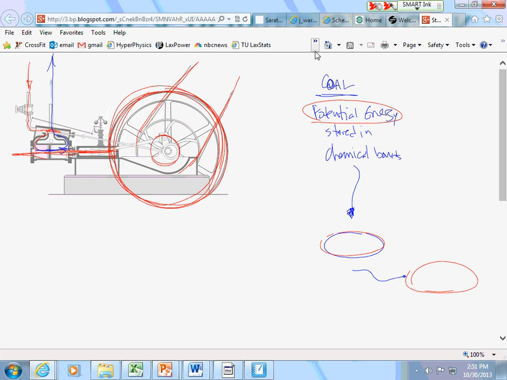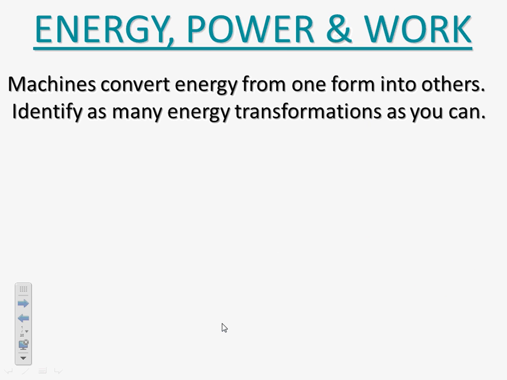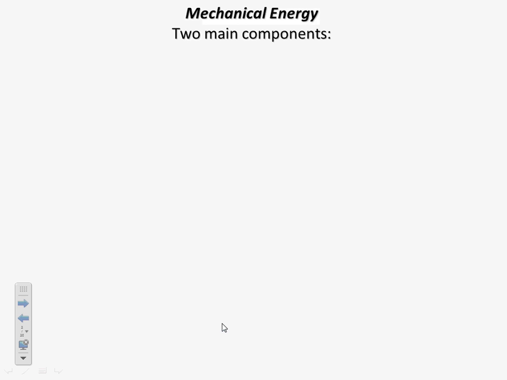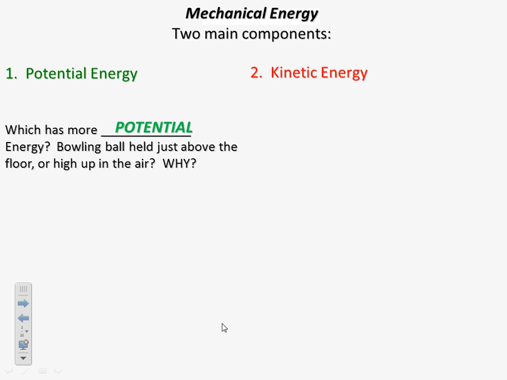Now, we're going to talk specifically, right now, about two kinds of energy. Really, the one kind of energy that we're going to focus on in this unit is what's called mechanical energy. Mechanical energy has two main components, potential energy and kinetic energy. And potential energy actually has several components, but we're going to deal with what we'll call gravitational potential energy, or GPE.